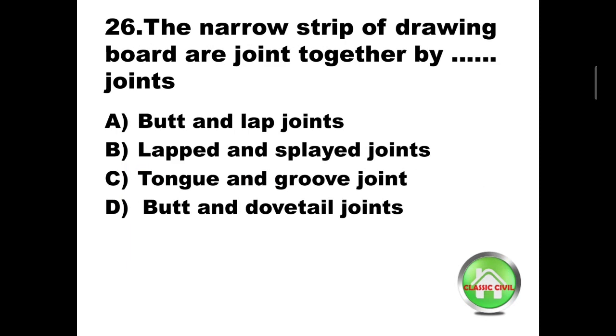Question number 26. The narrow strips of a drawing board are joined together by dash joints. Option A butt lap joints, option B lap dowel plate joints, option C tongue and groove joint, option D butt dovetail joints. Answer is option C, tongue and groove joint.